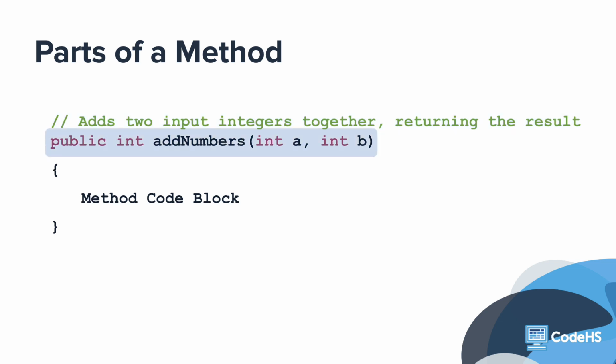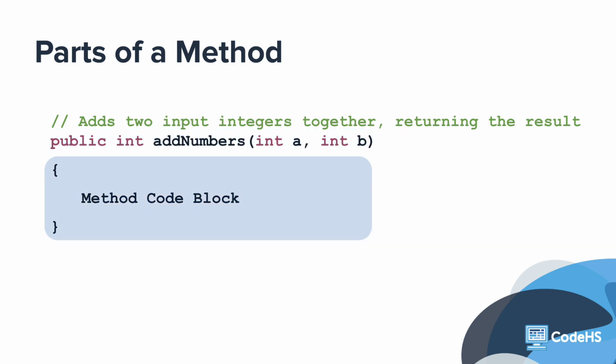This is the method signature. The method signature contains the name of the method, along with any inputs and outputs of the method. You'll look at these details in a moment. The final part of the method definition is the actual code block, which is defined by a set of curly braces. This is the action that is performed every time the method is called.